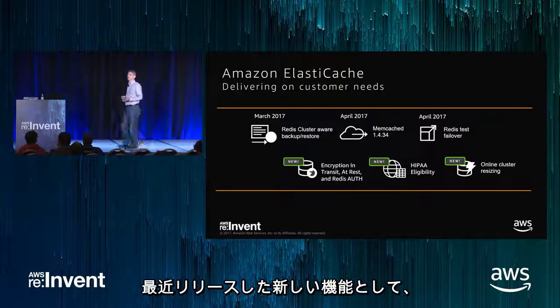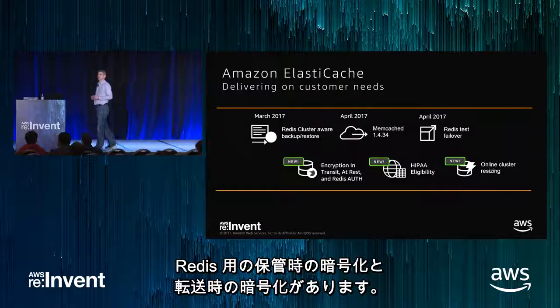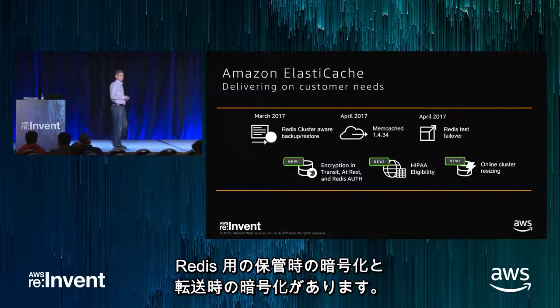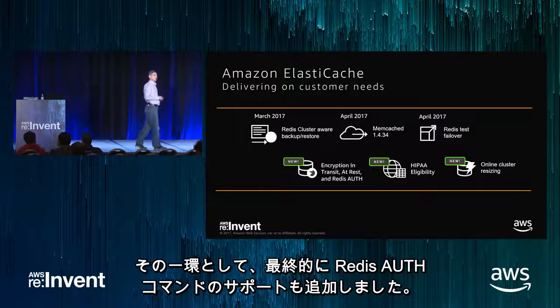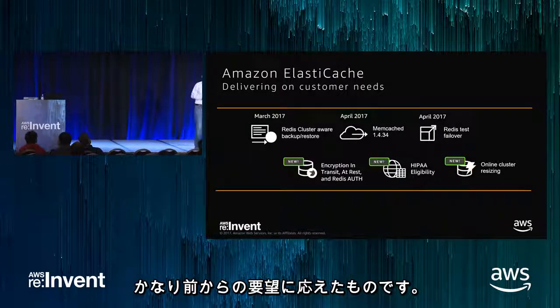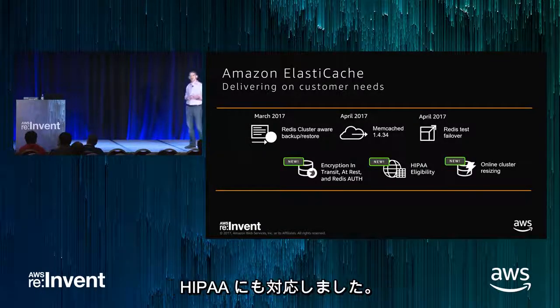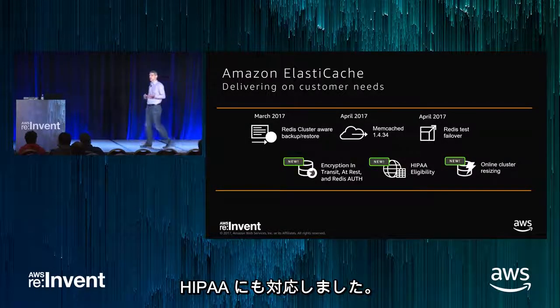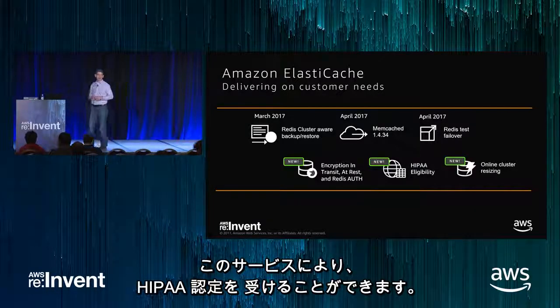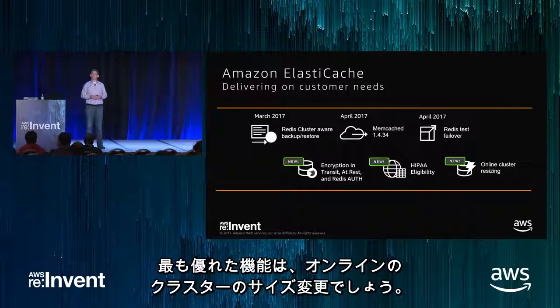Some new features we just released. We released encryption at rest and encryption in transit for Redis. As part of that, we also finally added support for the Redis auth command, which we've been asked for quite some time. Now we've also been able to get HIPAA, the service will basically enable you to get HIPAA certified. And probably the coolest of them all is we now have online cluster resizing.